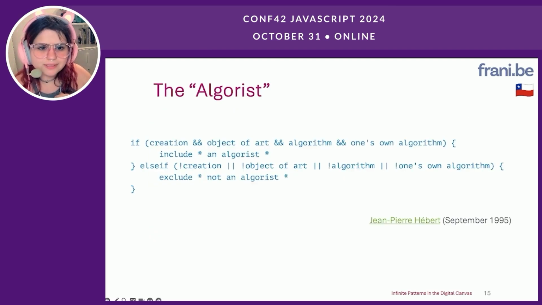In September 1995, the term algorist was coined by the artist Jean-Pierre Hébert. He wanted to describe artists who use algorithms as the primary tool for creating art. At the time, it was a new concept, combining the world of fine art with the precision of computer science.